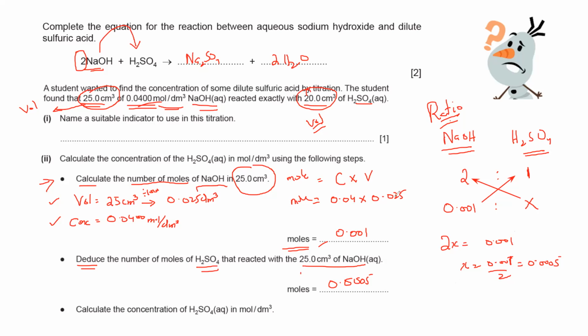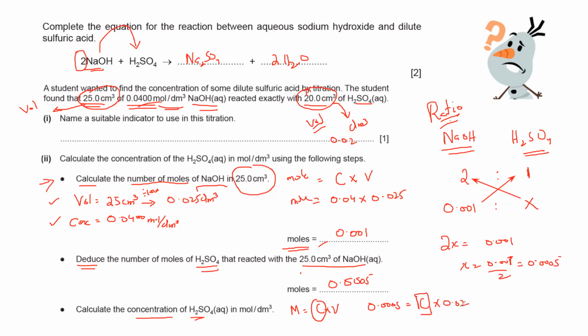Then the last part, we need the concentration. So how we can get the concentration? We have the formula that moles equal concentration into volume. So if we want the concentration here, we have the moles for sulfuric acid from the previous part, which is 0.0005. Concentration is unknown. And what about the volume of sulfuric acid? The volume of the sulfuric acid is 20 cm cube. That is given in the question, 20 cm cube. So we have to convert into dm cube. So it will come out as 0.02.